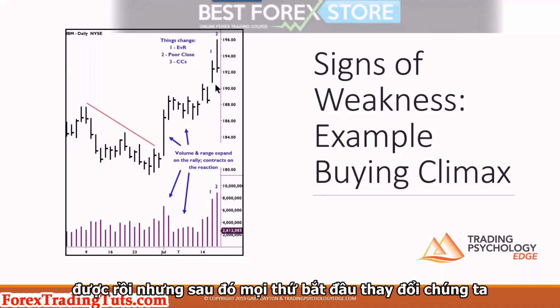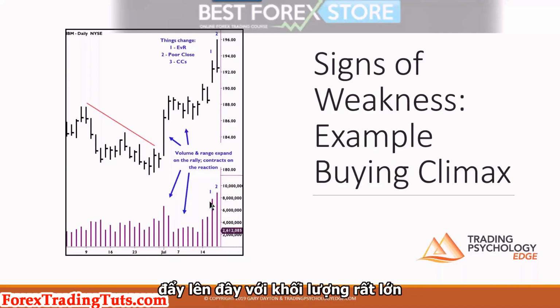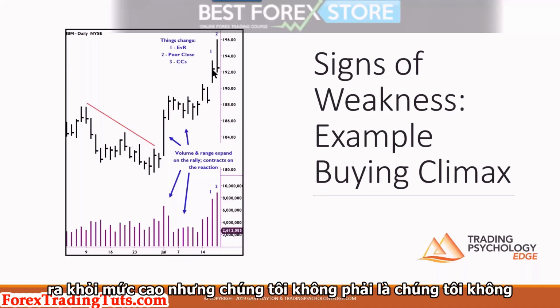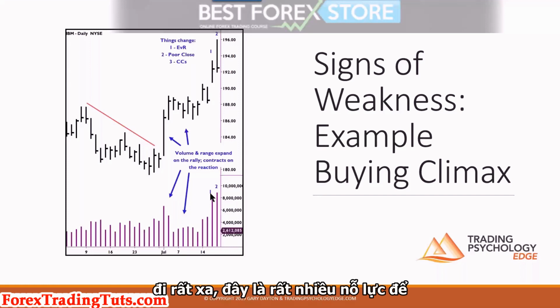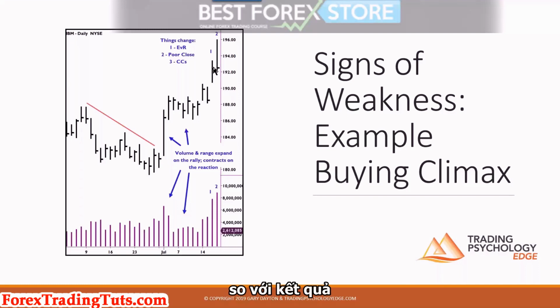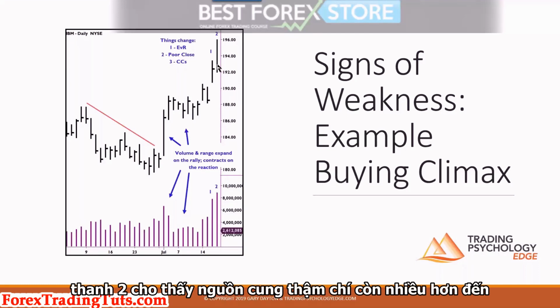But then things start to change. We push up here on very high volume, and we don't go very far. And we close off of the highs, but we don't go very far. This is a lot of effort to move the market up, but somebody's stepping in and not allowing it to go up. So this is effort to go up, but no result: effort versus result. Bar 2 shows even more supply coming in.